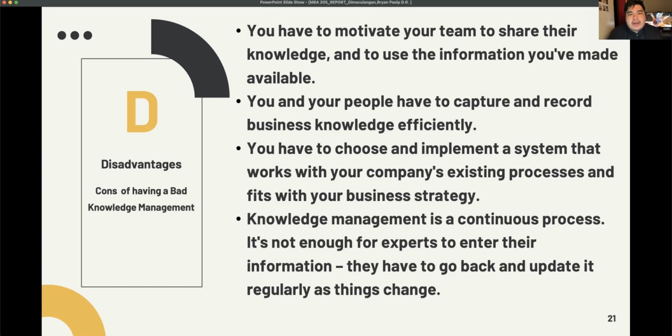Of course, if we are implementing a new knowledge management system for employees without training them, without informing them how to use this, mas mahihirapan yung mga employees natin to adapt with the new system. Of course, kailangan gradual, kailangan alam natin na talagang kaya nilang tandaan or accessible sa kanila. Lastly, knowledge management is a continuous process. It is not enough for experts to enter their information. They have to go back and update it regularly as things change.